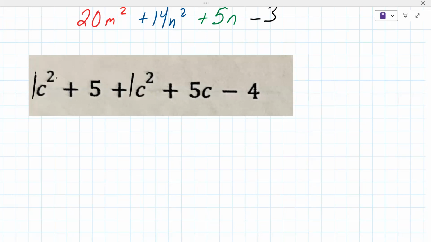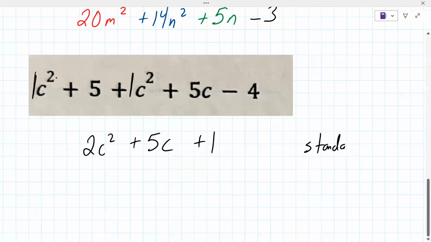Okay, so I got 2c squared plus 1 plus 5c. Okay, now I'm just going to change it slightly. Your teacher may have talked about this. This is what's called standard form. Notice the variables go in descending order.